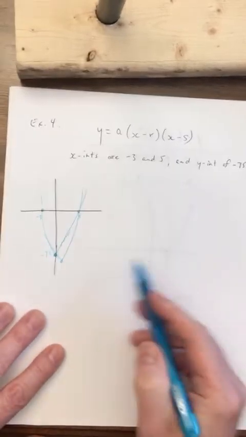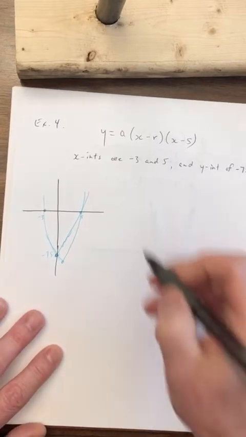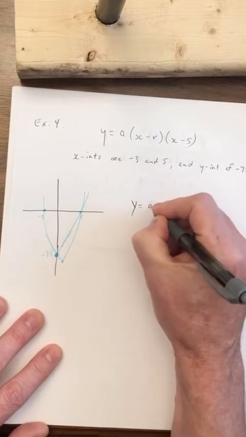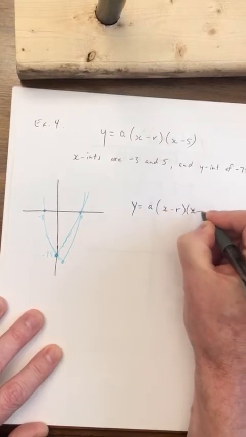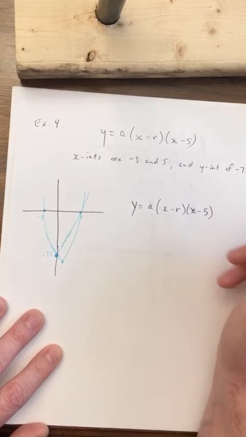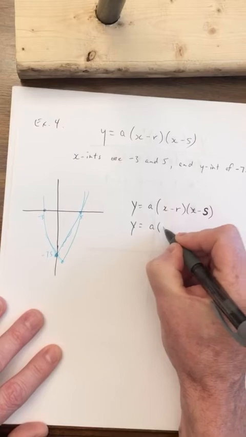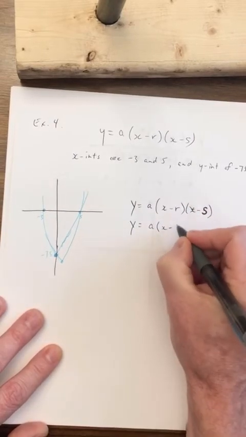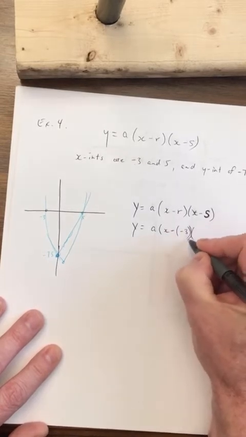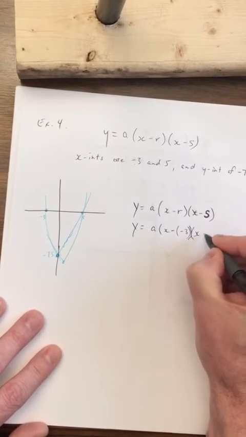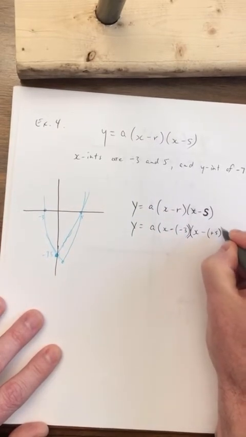So what is the equation for this? How can we take this information and put it into that? So let's do that. y equals a(x minus r)(x minus s). All right, let's put in what we know. We know r is -3. So for r, I will put in -3. And I know s is 5. So I'll put in a 5 for that.